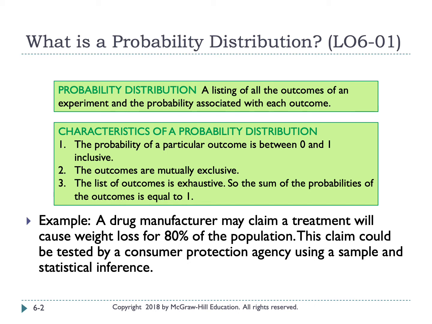As an example, we have a drug manufacturer. They're making a claim that a treatment might cause weight loss for 80% of the population. We could then test the claim using a sample and statistical data to try to see that.